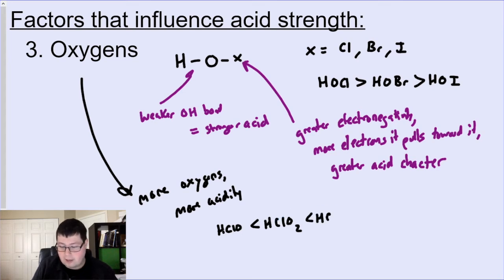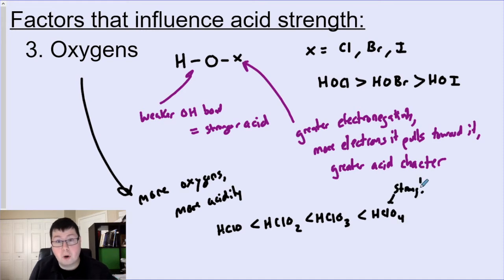acid. Then we're going to take a look at chloric acid, HClO3, and then finally the one acid we know that's strong in this series, which is HClO4, which is perchloric acid. It's one of the strongest acids that we know of. So noting that more oxygens gives you more acidic character is important as well.